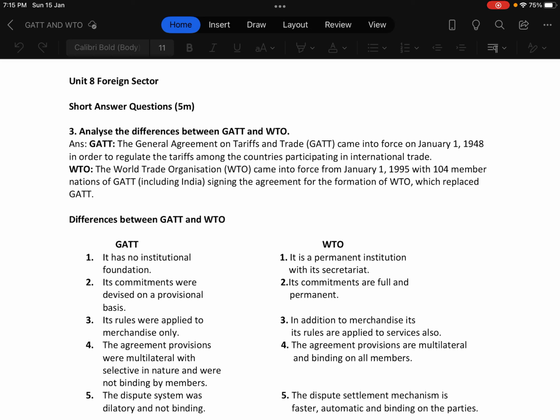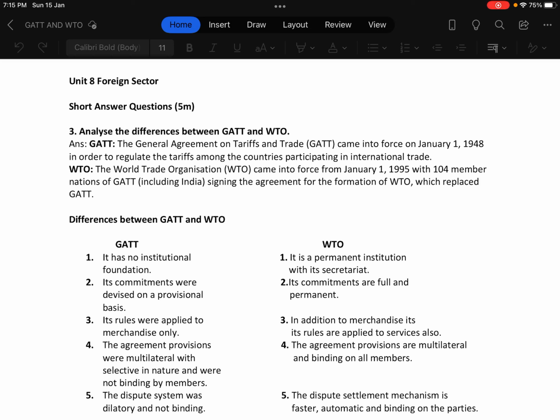So introduction. GATT, the General Agreement on Tariffs and Trade, that is the full form of GATT, came into force on the 1st Jan 1948. Please try to remember the years. What is the reason? In order to regulate the tariffs among the countries participating in international trade. Whereas the World Trade Organization came into force from 1st Jan 1995, with how many countries?